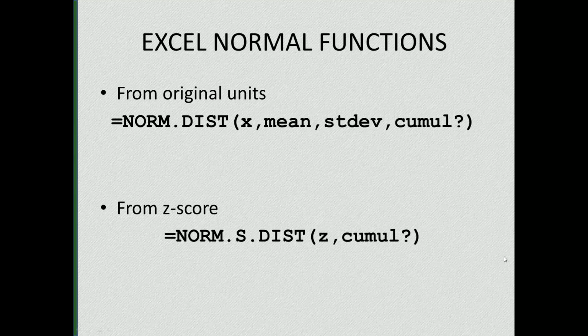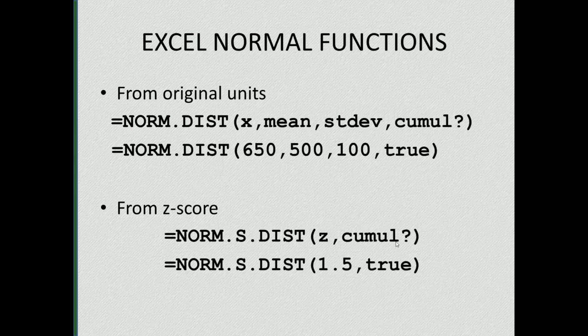And so in our problem, we wanted the chance of scoring 650 or less on the SAT. So we're scoring a 650 or less. The mean is 500. The standard deviation is 100. And we tell it true. Yes, we want the whole area under that. Basically, this is a programming issue with Microsoft Excel. Just always tell it true.